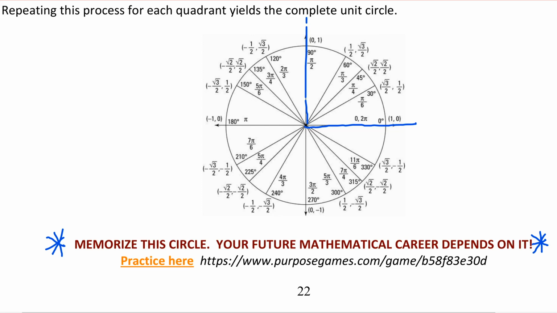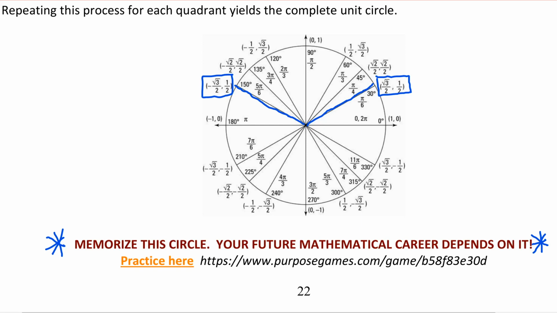So let's make some observations. Notice at 30 degrees, or pi over 6 radians, we have the ordered pair square root of 3 over 2 and 1/2. If I reflect that point to the other side of the y-axis, I land at 150 degrees. Notice that on this side of the y-axis, the x-coordinate is negative and the y-coordinate is positive. They have the same absolute values, but the sign of x is negative in quadrant 2.